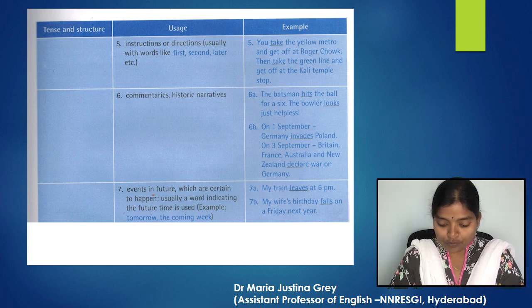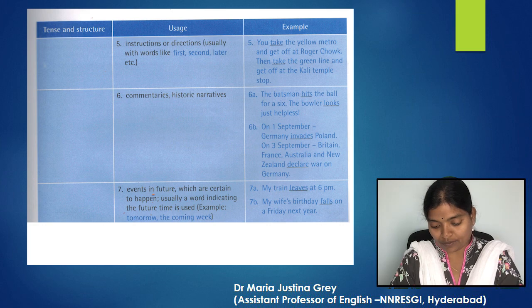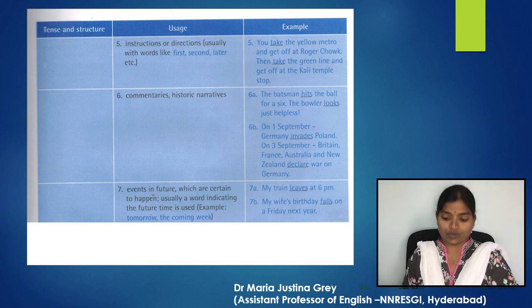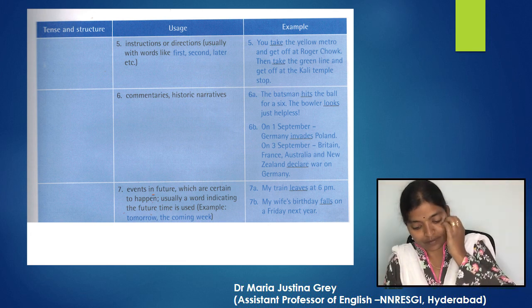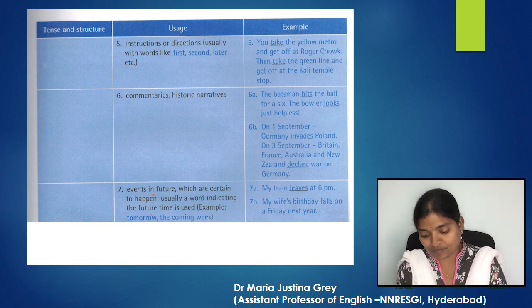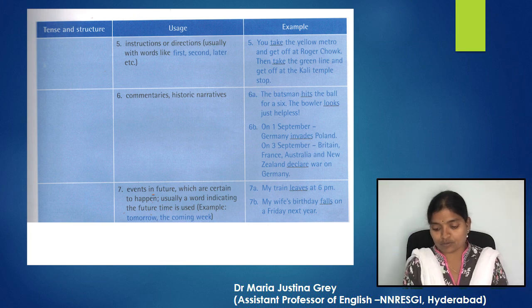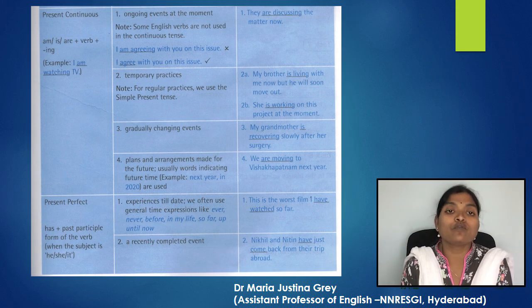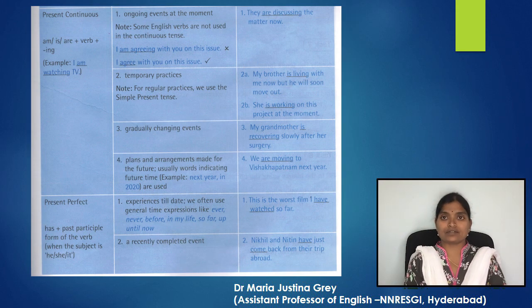Another use of simple present is when we want to talk about events in the future, which are certain to happen. Usually, a word indicating the future time is used. For example, tomorrow, the coming week, etc. The example sentences are, my train leaves at 6 p.m. My wife's birthday falls on a Friday next year. Now let's move on to present continuous.